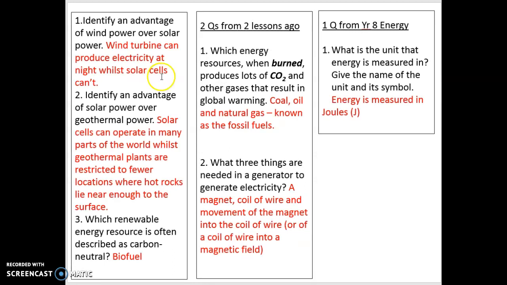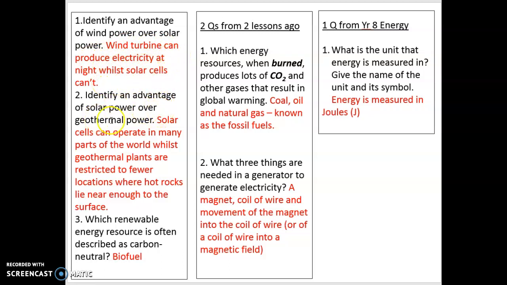Okay, so a lot of the questions in the exam would be over things like identify, that means just list if you like, or name, an advantage of wind power over solar panel power. So make sure you read these really carefully and make sure you're picking up the right energy resources to compare. So, okay, a wind turbine can produce electricity at night whilst solar cells can't. Okay, so that's an advantage.